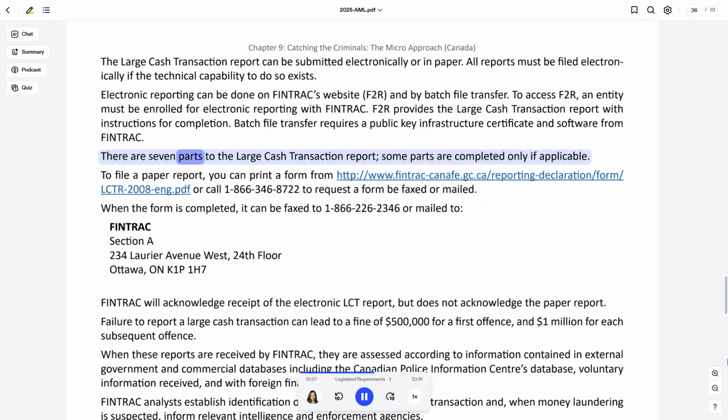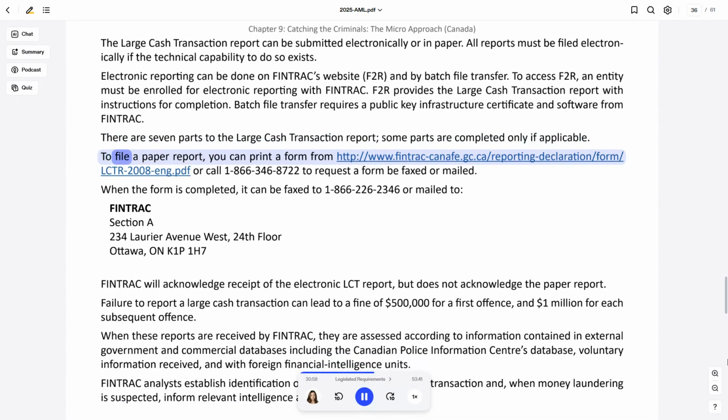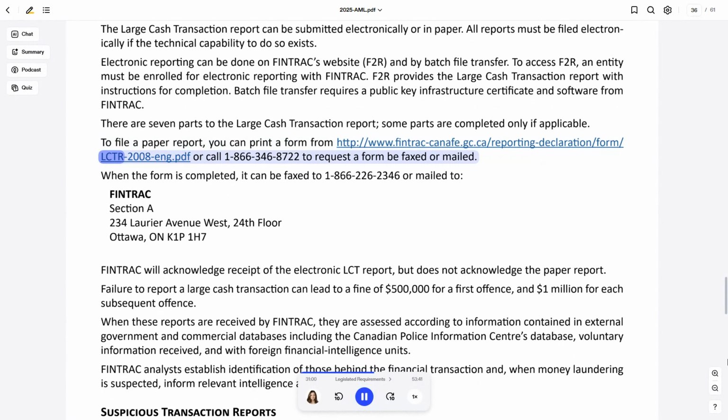There are 7 parts to the large cash transaction report. Some parts are completed only if applicable. To file a paper report, you can print a form from www.fintrac-canafe.gc.ca/reporting-declaration/form/lctr2008-ing.pdf or call 1-866-346-8722 to request a form be faxed or mailed.